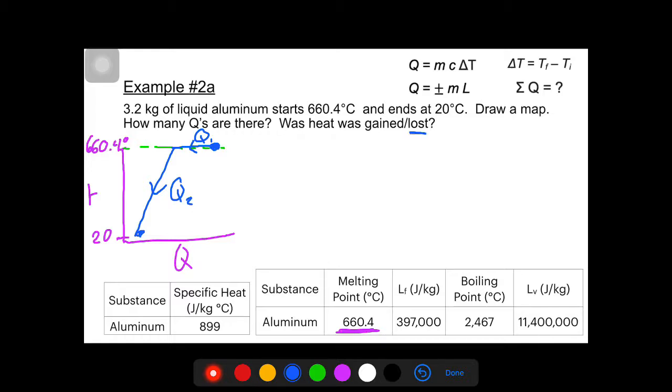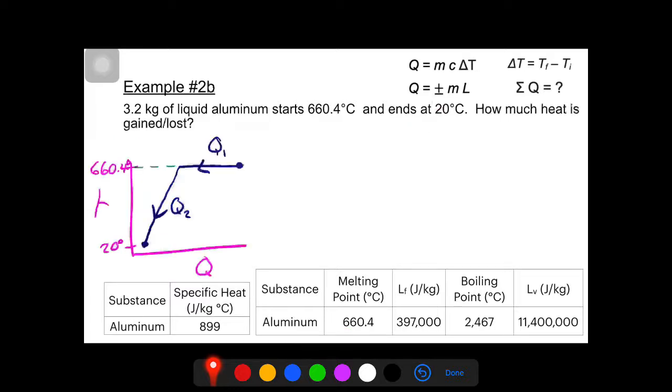Hopefully you realize that we are losing heat. So when we go the plus or minus M times L, when we go the plus or minus right here in this phase change, you have to choose the minus. Okay, so we're losing heat and there's two Q's. So that's exactly what part B of this slide is asking us, is what is the total heat gained or lost? So the sum of all my Q's is equal to what? In this case, we can say the sum of all my Q's is equal to Q1 plus Q2.